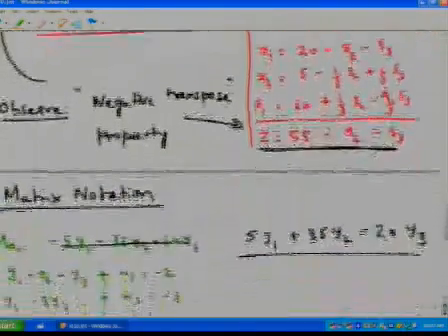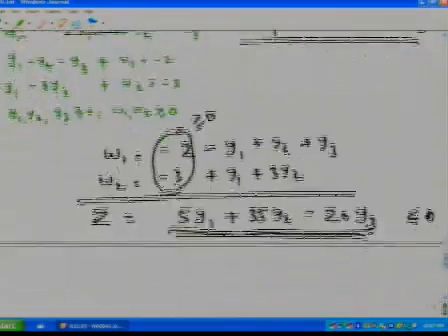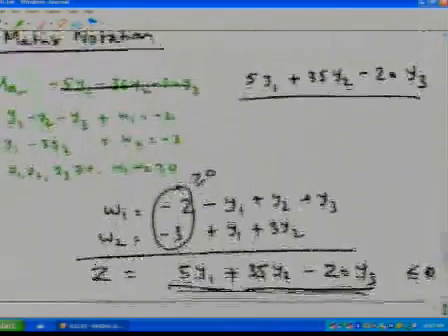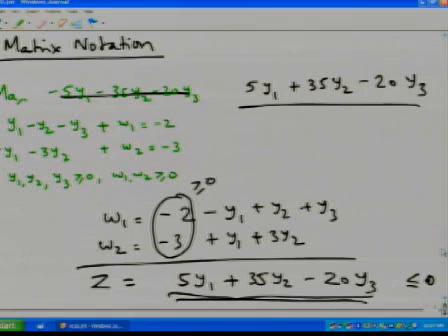In the remaining 20 minutes or so that we have, what I'd like to do is discuss a little bit of this matrix notation, and also convince you that the strong duality theorem is true. So give you a proof of the strong duality theorem. Okay?